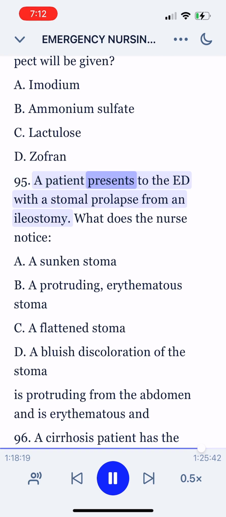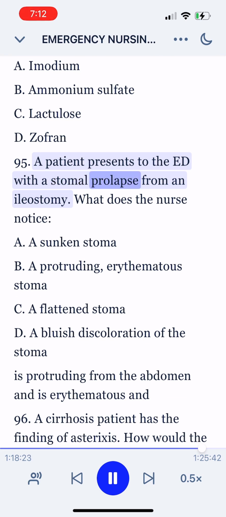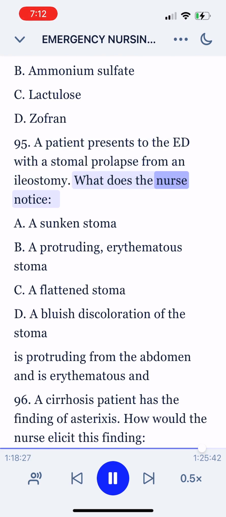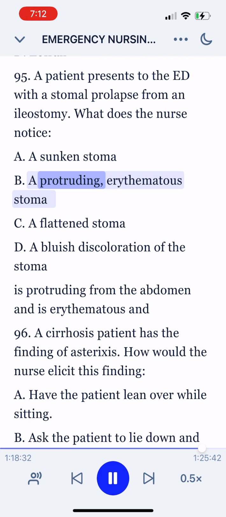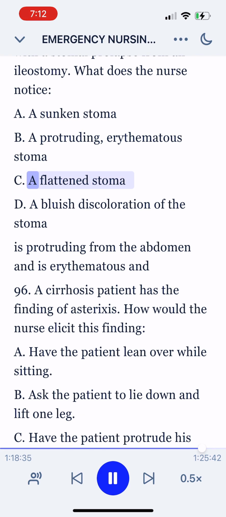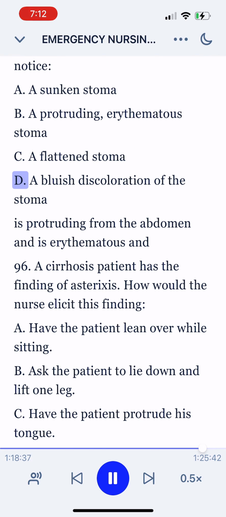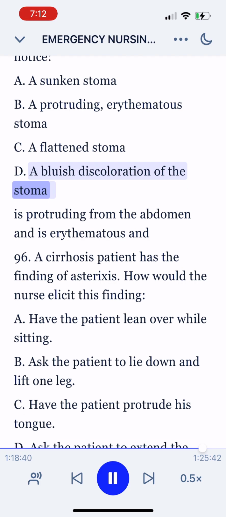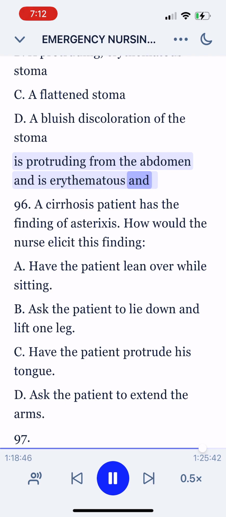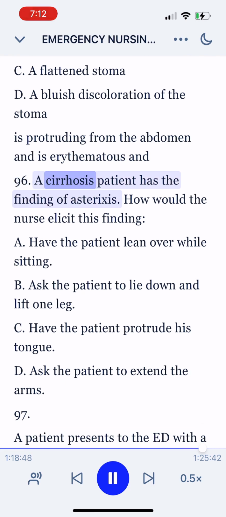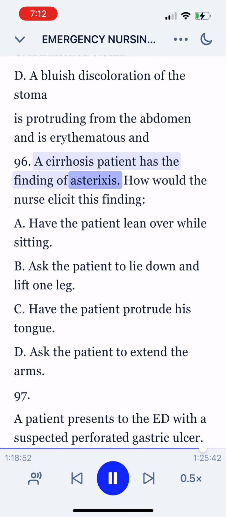95. A patient presents to the ED with a stomal prolapse from an ileostomy. What does the nurse notice? A. Sunken stoma. B. A protruding, erythematous stoma. C. A flattened stoma. D. A bluish discoloration of the stoma.